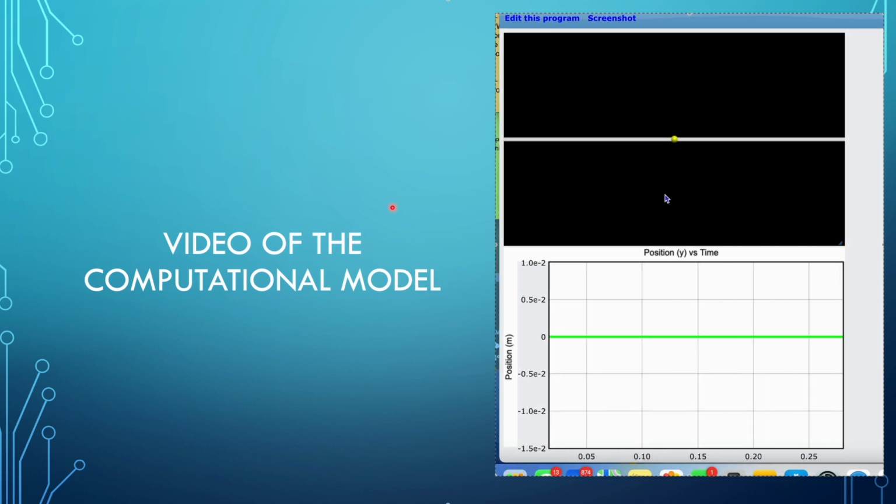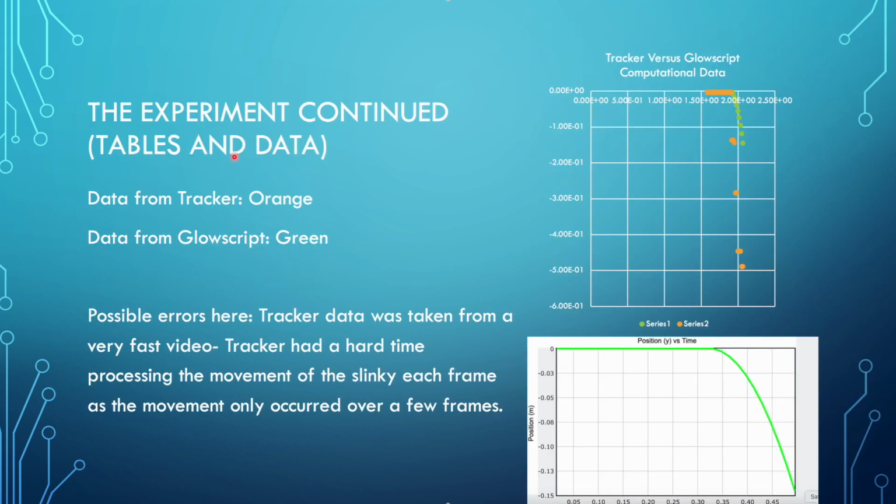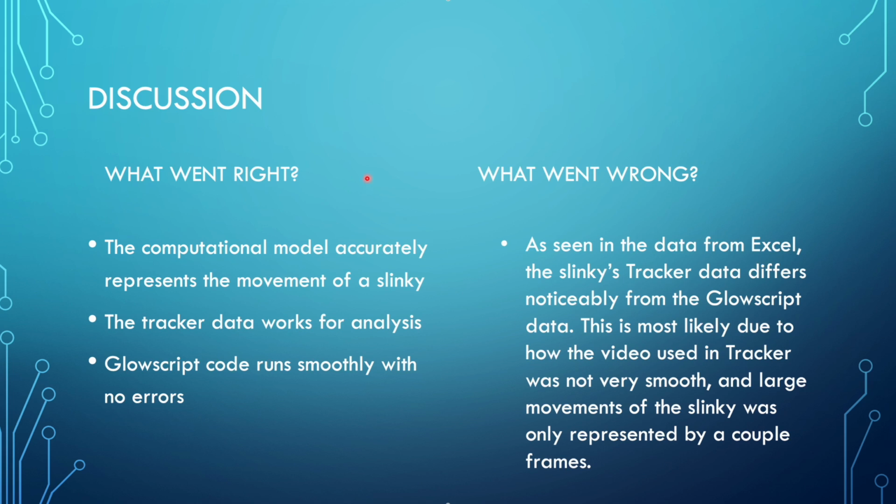Here's our video model. As you can see, it's stationary and then it falls off here. This is our Excel data on the right, as well as that position versus time graph that you just saw. The Tracker data is orange and the GlowScript data is green. Possible errors here include Tracker data being taken from a very fast video. So Tracker had a hard time processing the movement of the Slinky for each frame because the video was so fast.